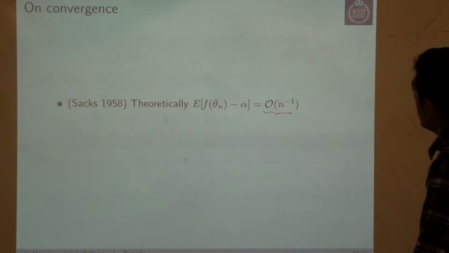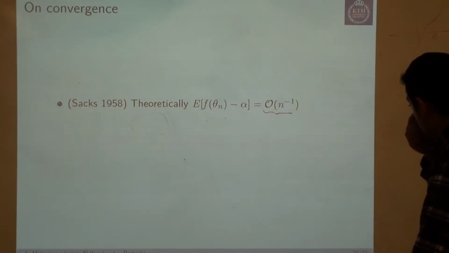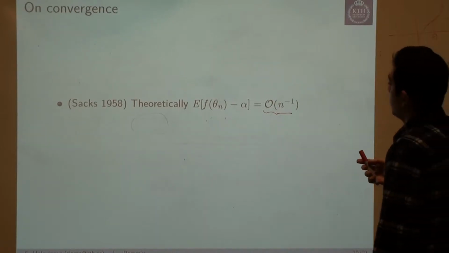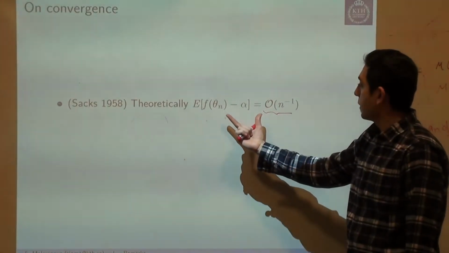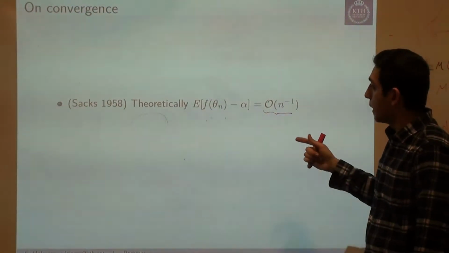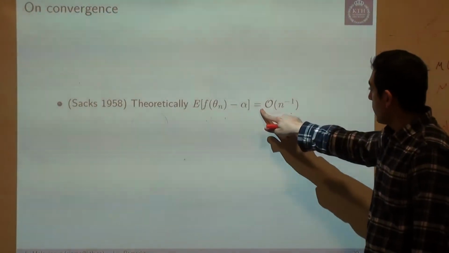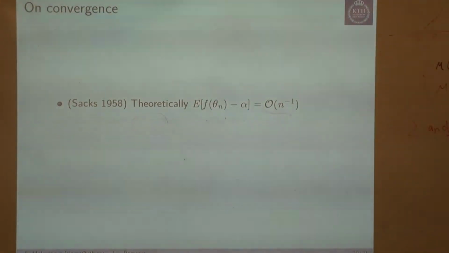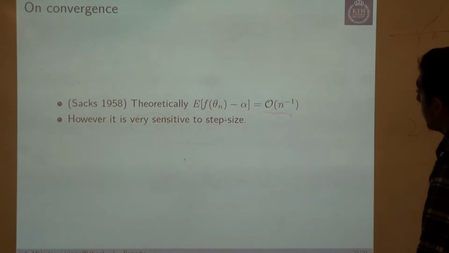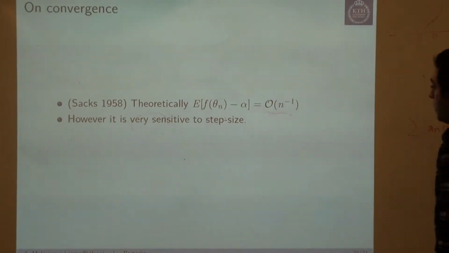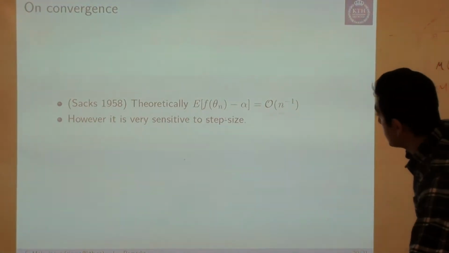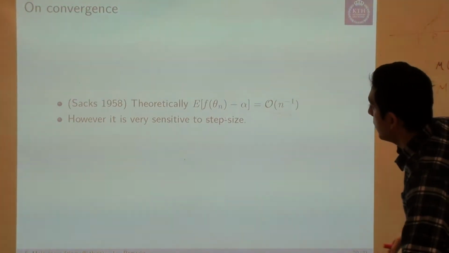And something maybe on the convergence rate. In 1958, Sacks proved that the convergence rate would be of order 1 over n. But this is theoretical, and it is very sensitive to the choice of the sequence an. So it is very tricky, and in application you cannot necessarily reach this convergence rate.